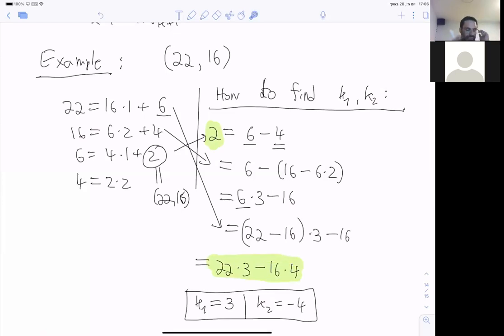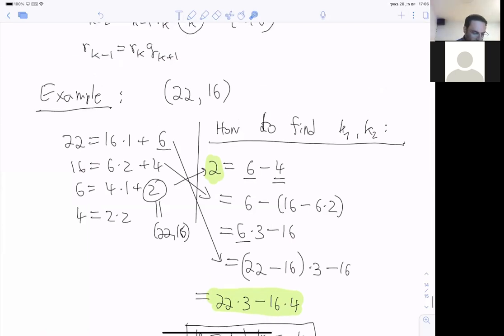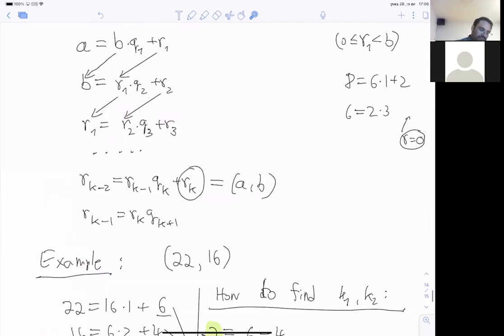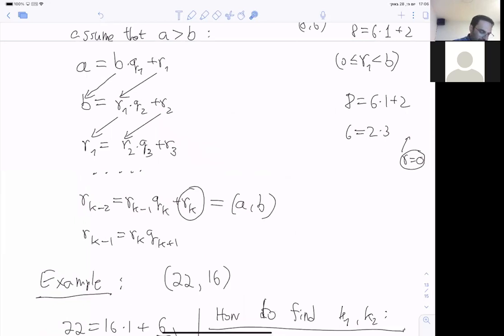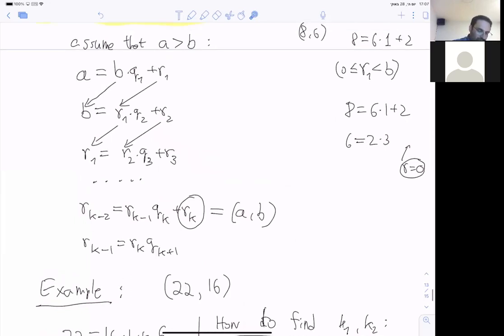So why is it true? If we are looking at the Euclid algorithm, we want to show that Rk is indeed the GCD. In order to show that, we need to show two things. The first one, that Rk divides both A and B. And the second thing we have to show is that Rk is the maximal that does it.